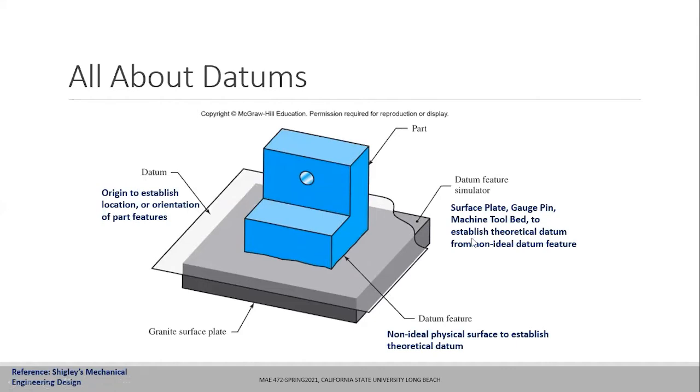as a datum feature, and our surface plate or machine tool bed, whether it's the chuck of the lathe or the machine tool bed of a milling machine or any other machine tool bed that we are using, that will be used as a datum feature simulator to establish the datum. Let me know if this makes sense to you guys.